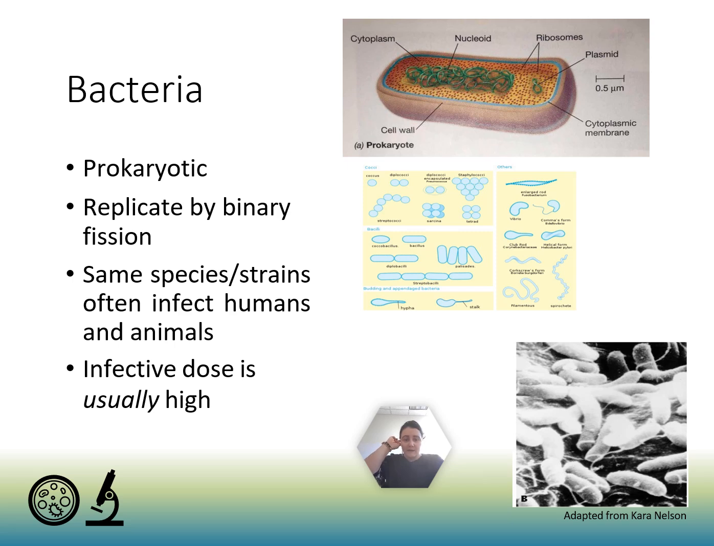So let's talk a little bit about bacteria, and come back to why we would also care about bacteria. Just a brief review on some of the structures and things that are important as pathogens. Remember that they're prokaryotic, they replicate by binary fission, and we can have species or strains that often infect humans and animals. This is kind of why we care about indicator organisms, right? And one thing about bacteria that's important as a pathogen-related aspect is that the infectious dose is usually very high. So we actually need a lot of bacteria in order to infect you and get you sick.